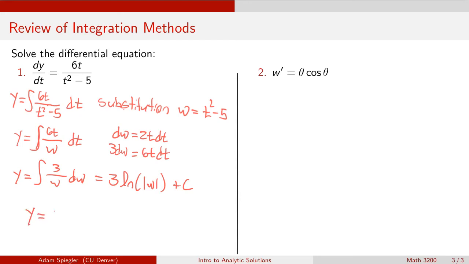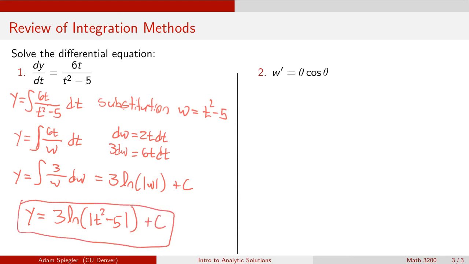And then we want to just be sure that we express our final answer in terms of the variable that we started with, which was t. So we would replace that w with t squared minus 5. So our general solution is going to involve this arbitrary constant. It would be 3 times the natural log of the absolute value of t squared minus 5 plus c. And so the main point here is, if you don't recall this process of integration, please be sure to review it. Okay, and so for number 2, we've got w prime is equal to theta cosine of theta.